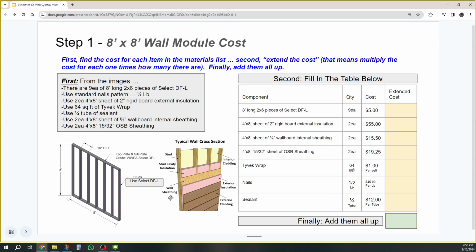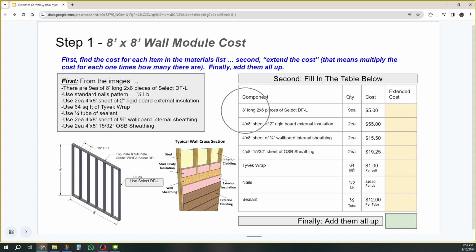Okay, so we can look at that. And then we know that the next thing that happens is you put on some wall sheathing. We're not doing the stud cavity insulation. We're doing the exterior insulation. And we're not going to talk about the cladding because that often comes at a later date. But we are doing the interior cladding, which is gypsum board. And we are counting some Tyvek wrap, some sealant, some nails, things like that. So here's the list of each thing.